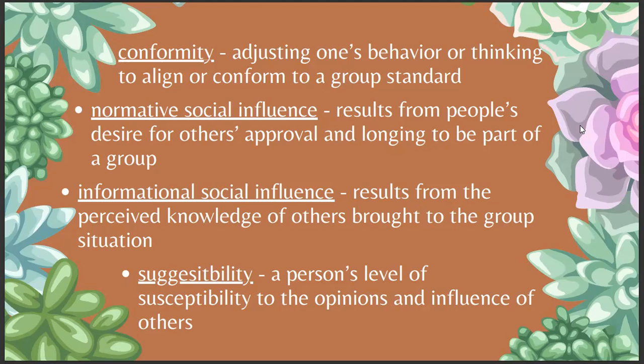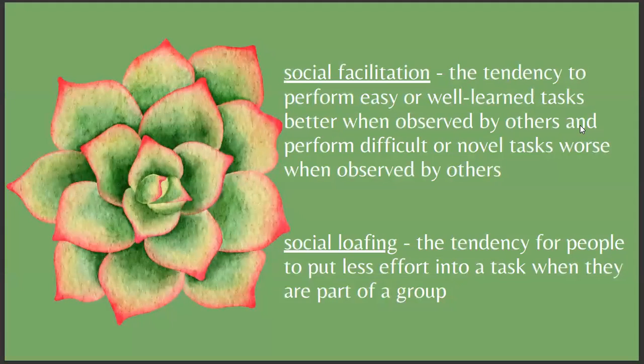And the level to which people are susceptible to that is suggestibility, a person's level of susceptibility to the opinions and influence of others. Some people are very independent and very sure of themselves, so they have low suggestibility. Other people just crave belongingness. It doesn't matter if they're right or wrong. They want to fit in with people, and so they have a high level of suggestibility.